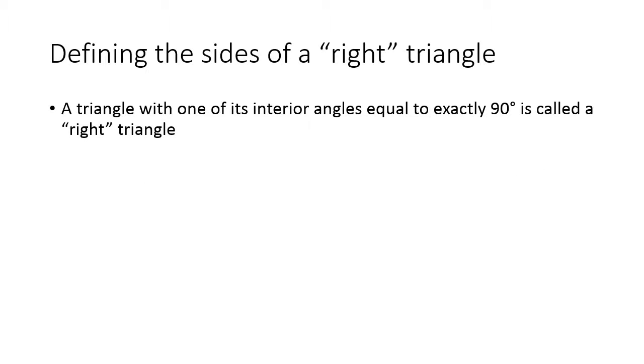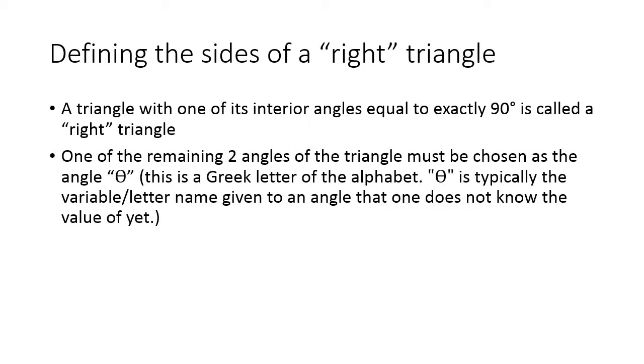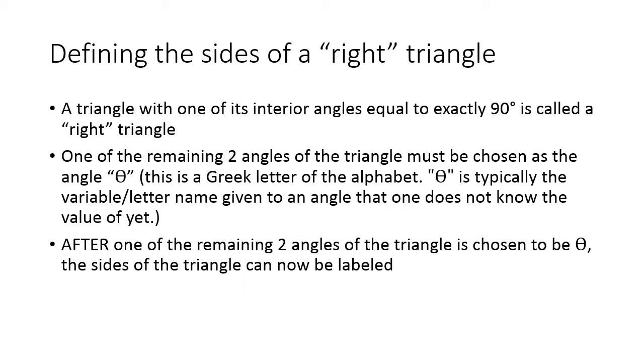So let's define the sides of a right triangle. A triangle with one of its interior angles equal to exactly 90 degrees is called a right triangle. One of the remaining two angles of the triangle must be chosen as the angle theta. This is a Greek letter of the alphabet. Theta is typically the variable letter name given to an angle that one does not know the value of yet, but any other letter could be used. After one of the remaining two angles of the triangle is chosen to be theta, the sides of the triangle can now be labeled.